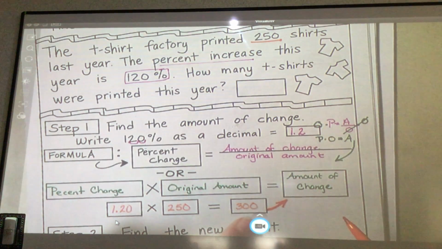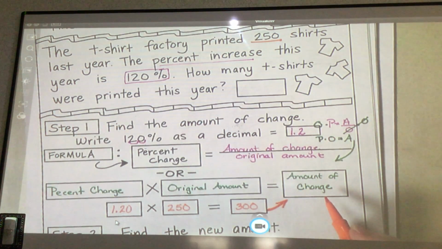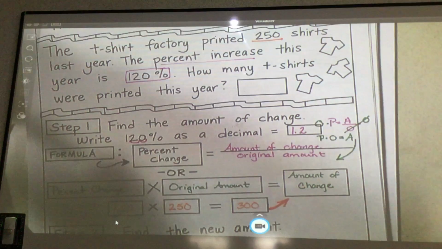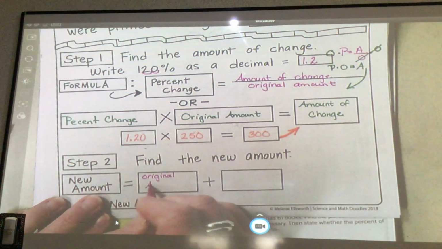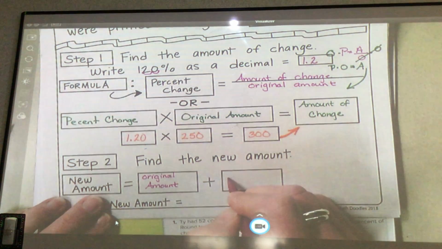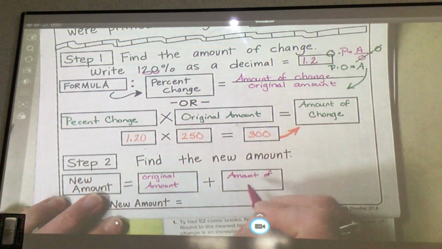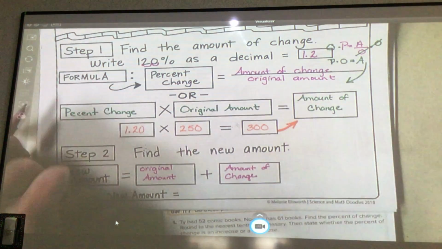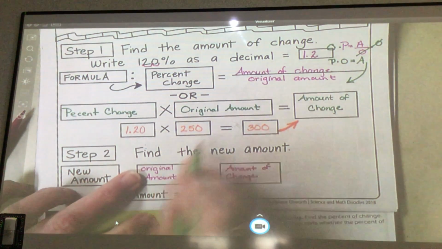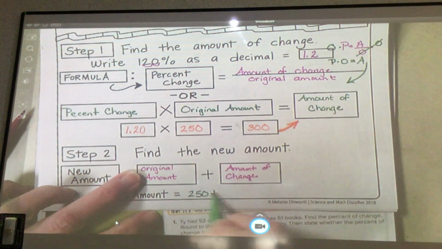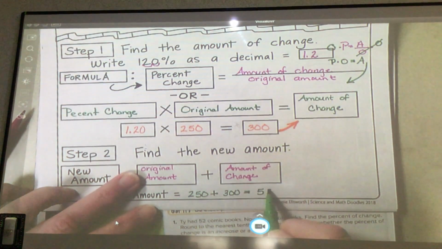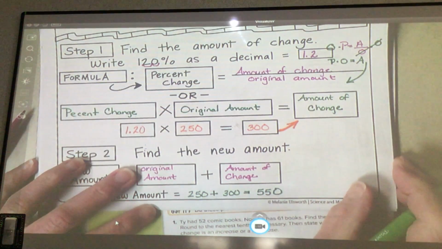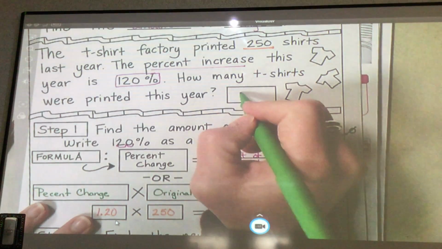Okay, that's the amount of change. But is that how many t-shirts I actually printed? This is how much it changed. So to find the new amount, you take the original amount plus the amount of change. So then to find my new amount, the original amount was 250 t-shirts, plus how much did it change? 300, to equal a total of 550. So up in this box, how many t-shirts were printed this year? You take 550.